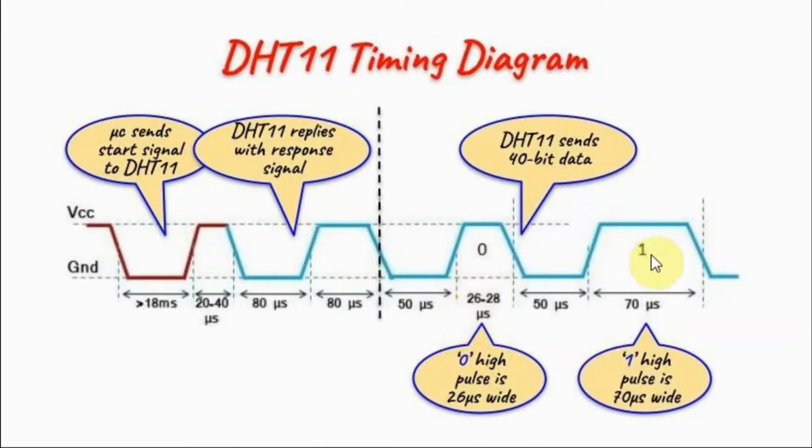The sensor encodes the 40-bit data in high pulses, where for logic 0 the high pulse will have a pulse width of 26 microseconds, while for a high pulse to represent logic 1, the pulse width would be 70 microseconds.